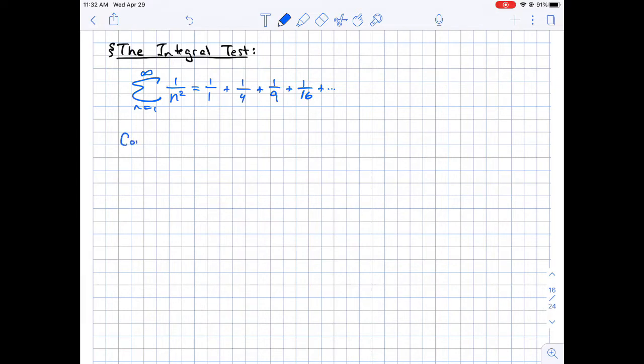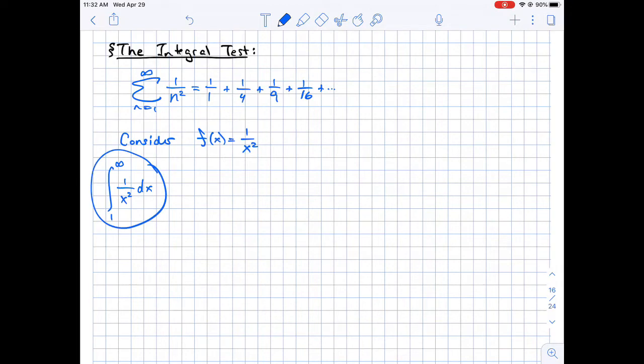And to do that, what we're going to do is consider something that we are more familiar with. We're going to take the corresponding function. So what's the function that corresponds to 1 over n squared? Well, that's going to be the function 1 over x squared. If we take that function, we're going to look at the integral from 1 to infinity of 1 over x squared. Why we care about this, you'll see in a moment.